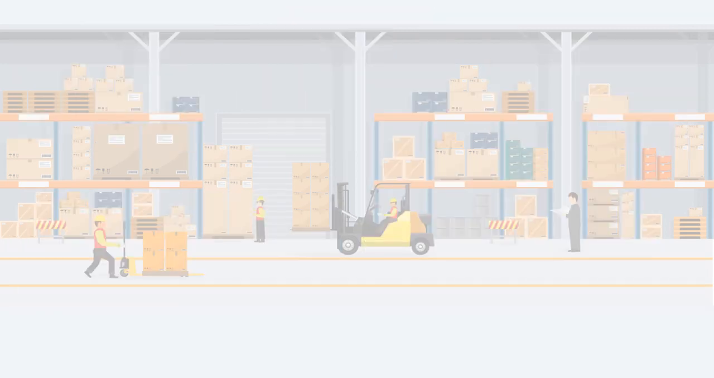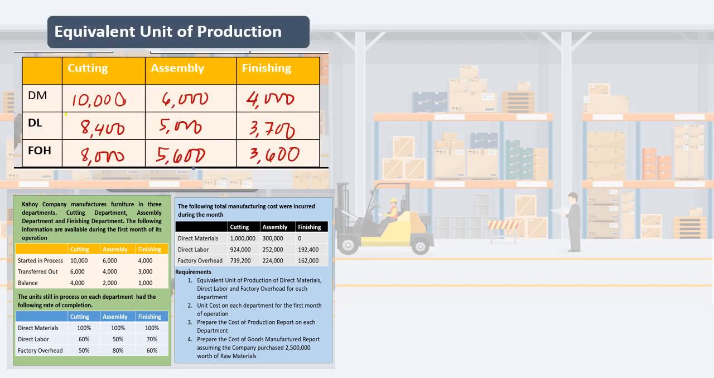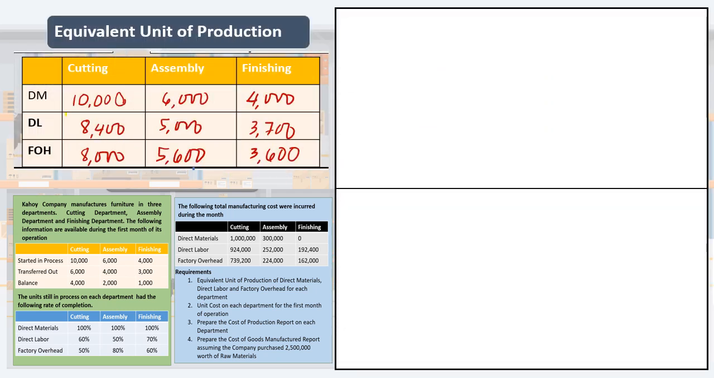Okay, so let's now proceed with the computation of the unit cost. So, this is our illustration from earlier. As I mentioned earlier, the equivalent unit of production is crucial to compute the unit cost because this will serve as our denominator. The numerator is the total cost, then the denominator is the equivalent unit of production, which we already computed earlier. So, let's use the right side of this presentation as our computation board.